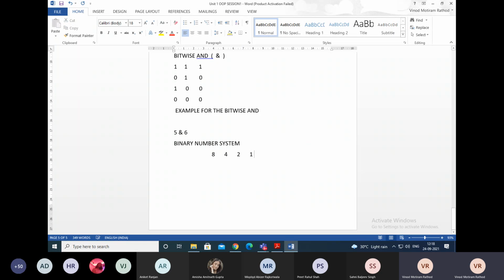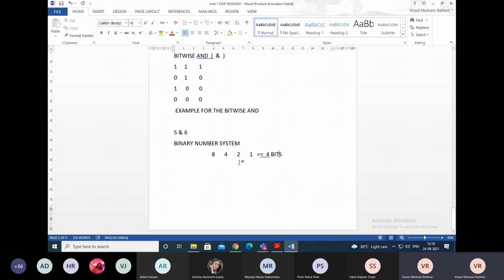How many bits are there? 4 bits, correct. So what is the total value of the 4 bits? If you add these numbers, I repeat: 2 to the power 0 is 1, 2 to the power 1 is 2, 2 to the power 2 is 4, 2 to the power 3 is 8. So we have 4 digits, that is 4 bits.